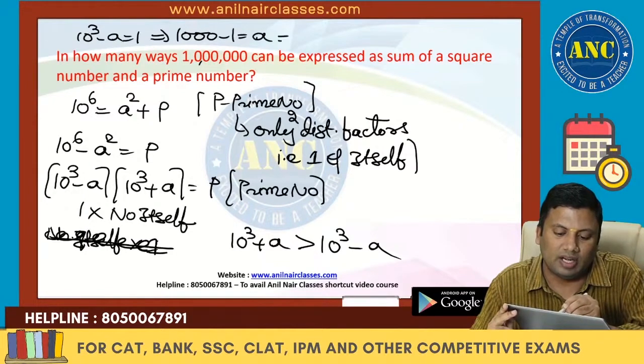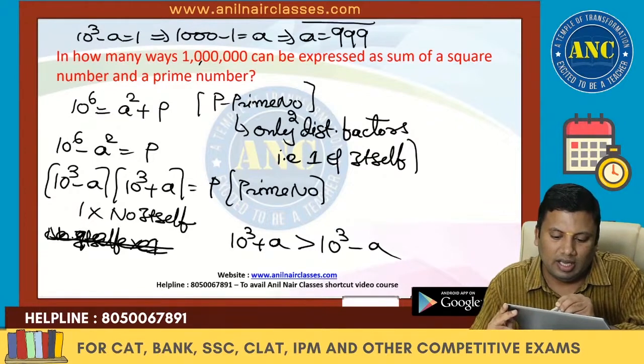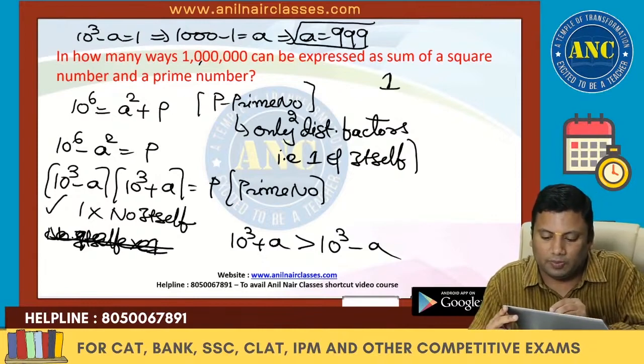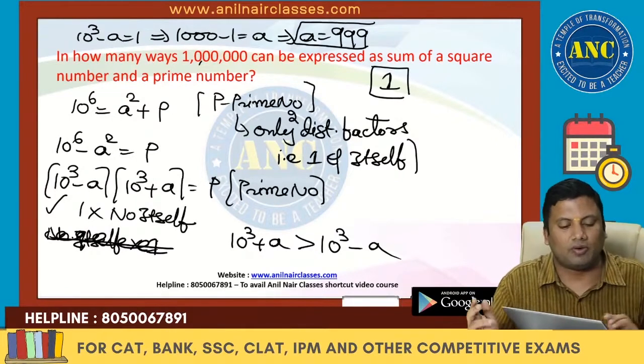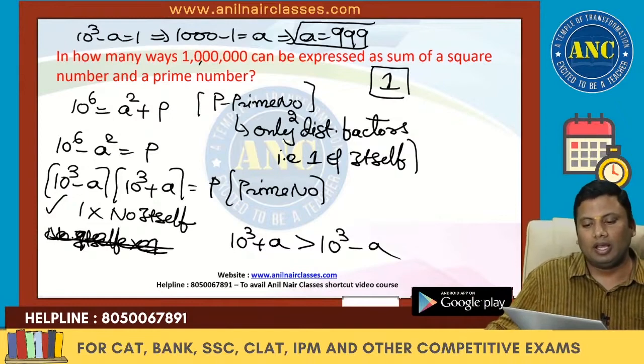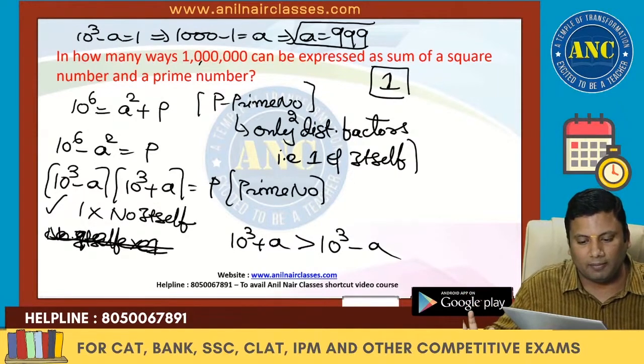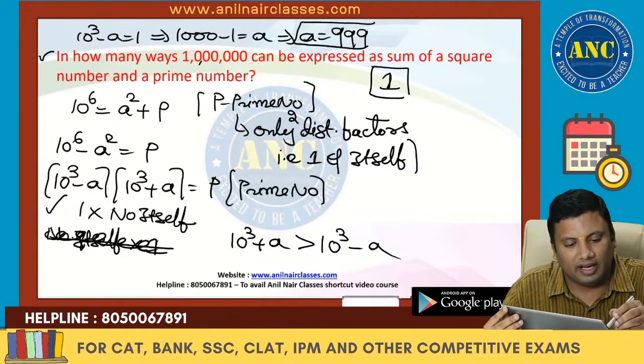1000 minus 1 is a. A is nothing but 999. Only one way I can express it as a sum of a square number and a prime number. Very, very good question, sir.